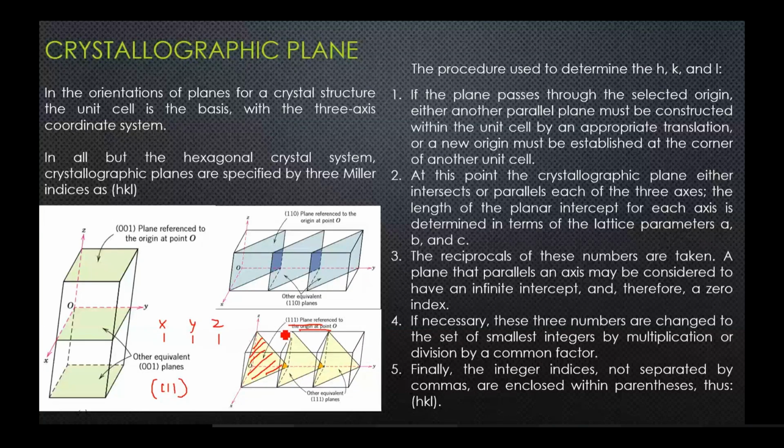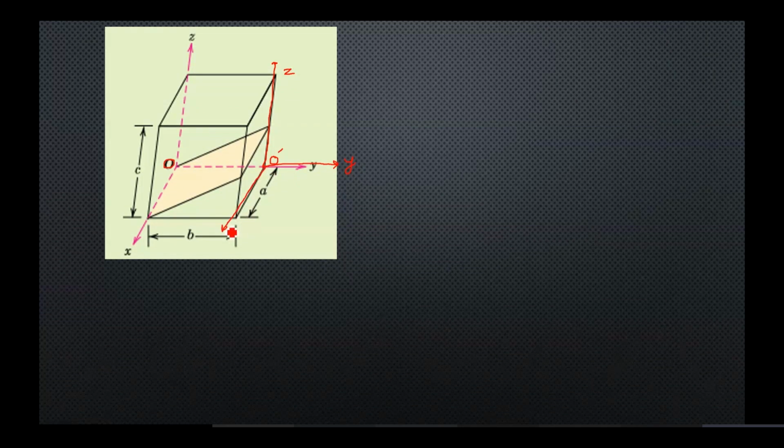All right. Now moving on, I have this plane over here. I want to find out the indices for this plane. So what do you think? This plane is passing through the origin O. So what I'll do is shift the origin to this point, O bar. So my new axes would become: this would be my positive Z axis, this would be my positive Y axis, and this would become my positive X axis.